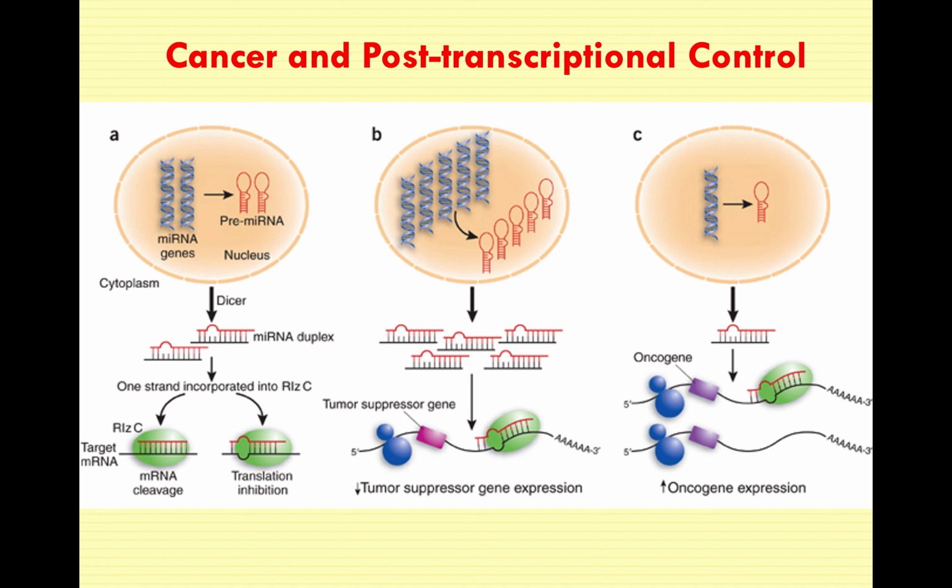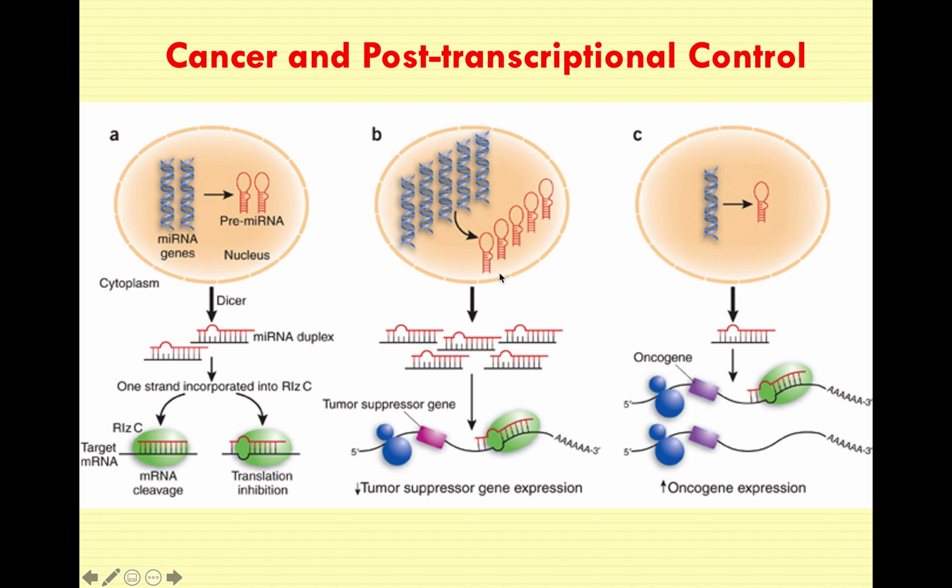Now, how about cancer and post-transcriptional control? In post-transcriptional control, the one that we have been discussing earlier on, we know that it could be caused by microRNA, and if it is caused by microRNA, it could cause specific types of cancer. If you look at the diagram A, B, and C, A is what it should be in a normal situation. But B is what happens whereby there is a mutation.